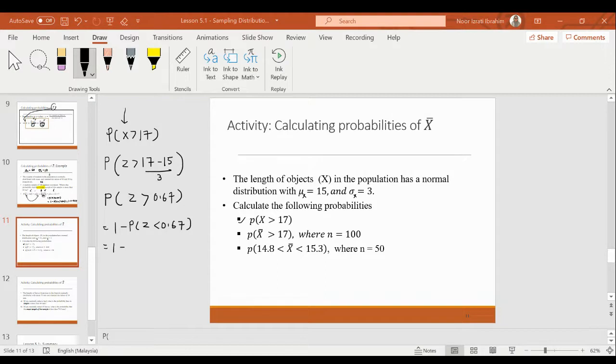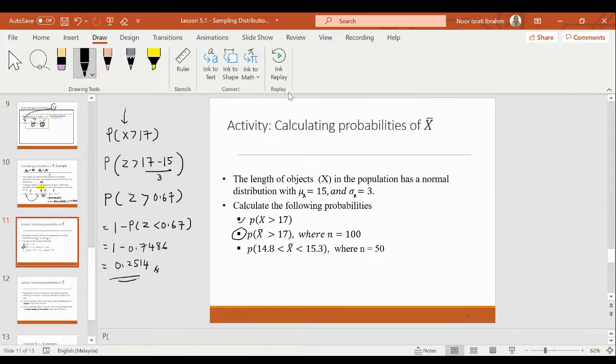From the table, 0.67 is 0.7486. So the value here is 1 minus 0.7486, which is 0.2514. That is for the first question.